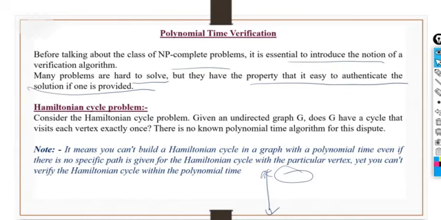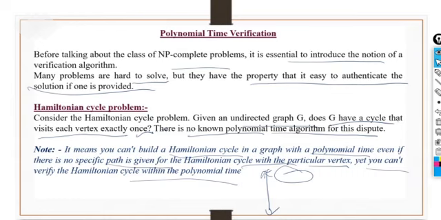Consider the Hamiltonian cycle problem: does an undirected graph have a cycle that visits each vertex exactly once? There is no known polynomial time algorithm for this problem. Note here that you cannot find a Hamiltonian cycle in a graph in polynomial time. Even if no specific path is given, you cannot verify a Hamiltonian cycle within polynomial time. This is an example to give you clarity about polynomial time verification, right?